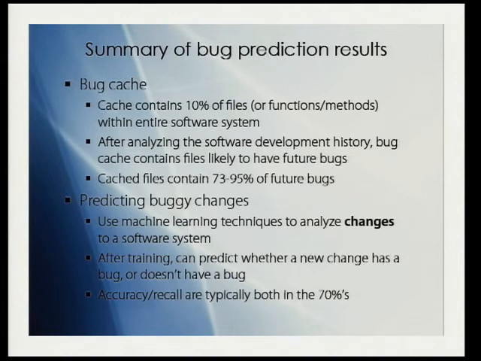So we have two main results we're going to talk about in this presentation. One is this bug cache, and the other one is on predicting buggy changes. With the bug cache, we take the software and put it into two bins. Typically we make the one bin, the bin of buggy software, 10% of the total size of the code. And we run our algorithm over the revision history of the software, and at the end, that cache, that 10%, will contain 73 to 95% of future bugs in the software. So using this bug cache algorithm, we're able to, with very good results, tell you where the bugs are likely to occur in your software in the future. And what's nice is now that you have that 10%, you can focus your effort on that 10%.